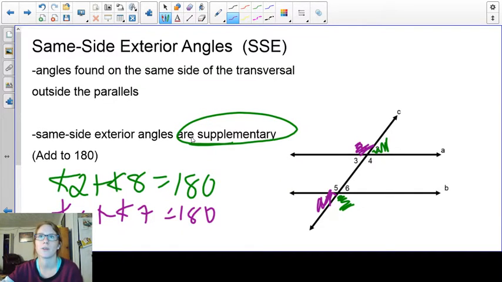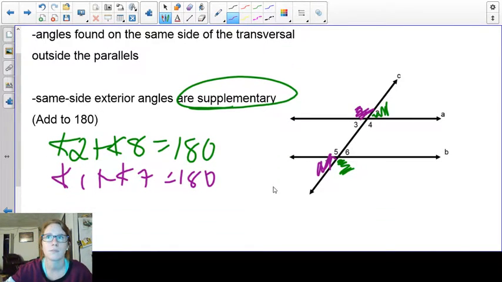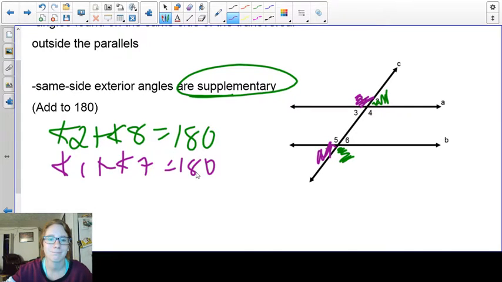Oops, I didn't realize you guys can't see that one. Sorry.